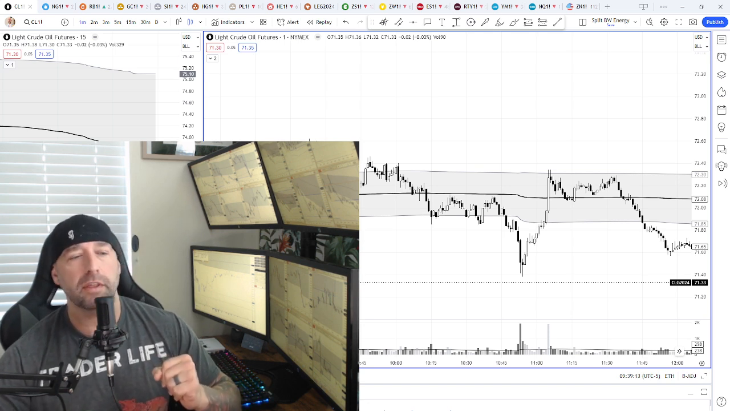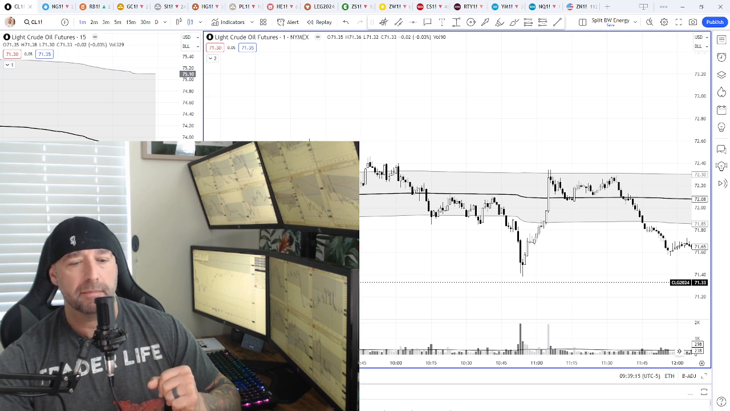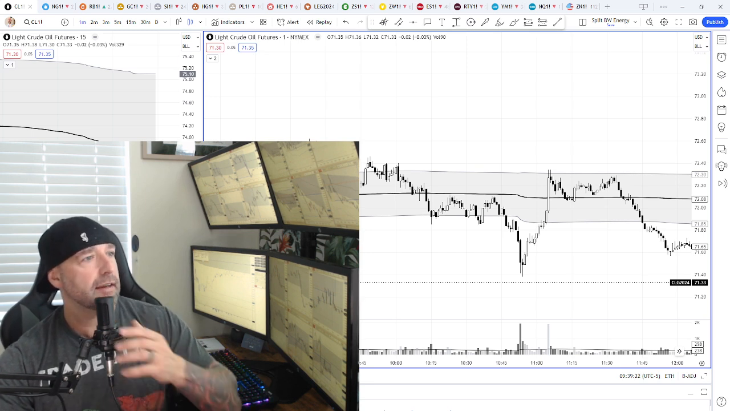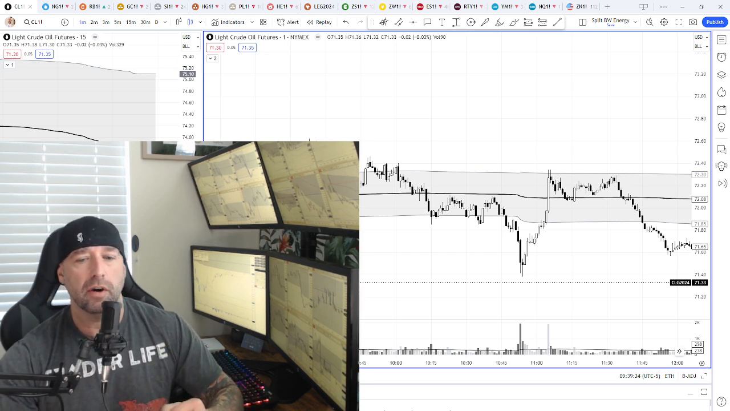If you're not familiar with oil, the symbol is CL, and the tick value is $10 per tick. And it's a great mover, and it's a fantastic symbol to be trading. So I'm going to switch over to the charts here. Here we go, and we're going to start diving into this for a little bit.